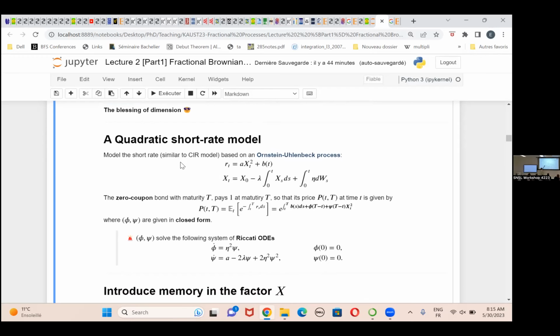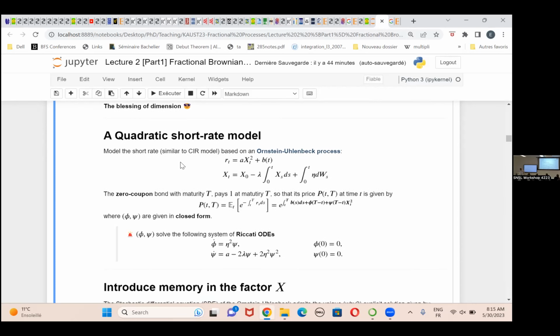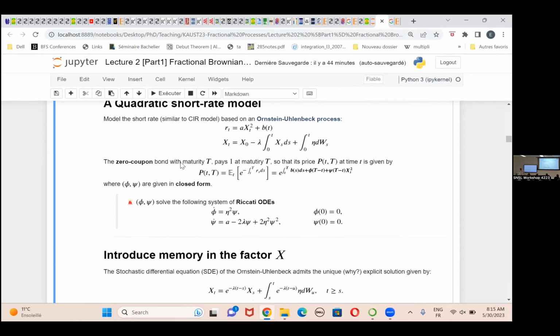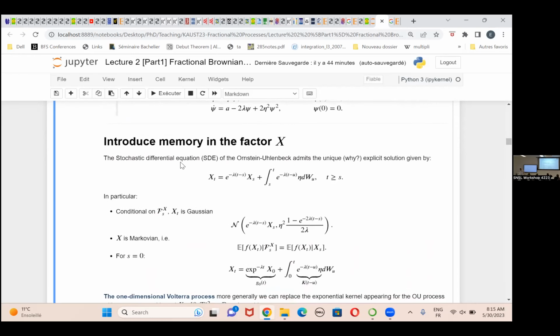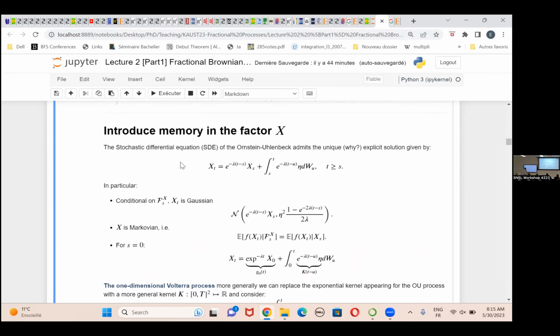So your X, Ornstein-Uhlenbeck, it's Markovian. One very simple way is to try to extend it, try to include memory in X. Why would we like to do this? Because short rates usually are persistent in time. I mean, you have persistence and long memory in short rates, so you want to include this type of property in your model. And how can you do this? Well, by simply modifying a bit your Ornstein-Uhlenbeck process, you can include memory, right?